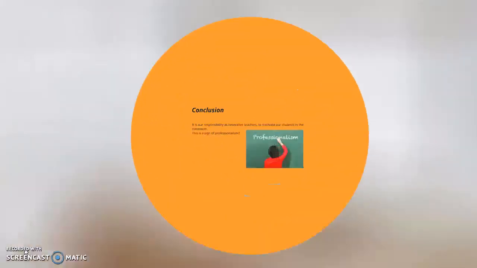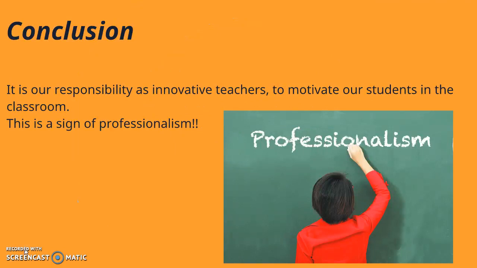So, as a conclusion, all teachers should be prepared to be held accountable to explain to any student, parent, fellow teacher, principal, or school member what they're doing and why. The why part of this responsibility can only be justified by referring to a recognized body of knowledge. This is a sign of professionalism, and here I'm addressing the innovative teachers to motivate our students in the classroom.